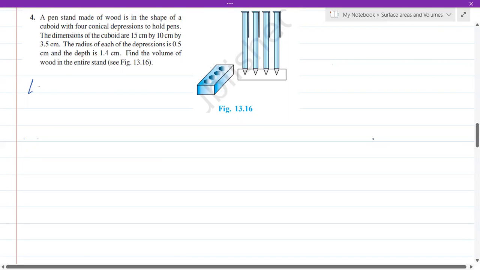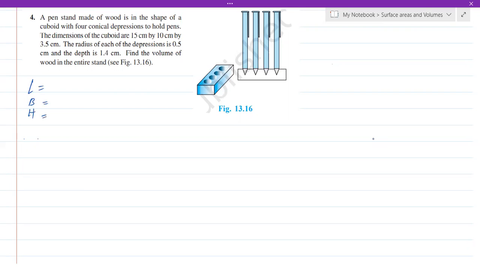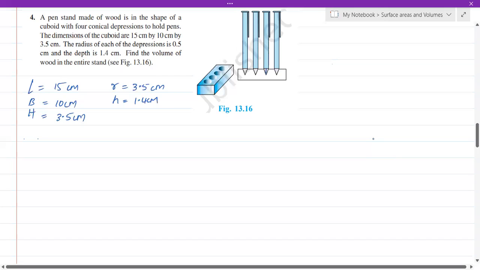Let's take capital L, capital B, and capital H as the length, breadth, and height of the cuboid, that is 15 centimeter, 10 centimeter, and 3.5 centimeter. Small r is the radius of the cone, which is 3.5 centimeter, and the depth is small h, that is the height of the cone, which is 1.4 centimeter. This depth, as you can see, I'm marking it. From here to here, this depth is 1.4.